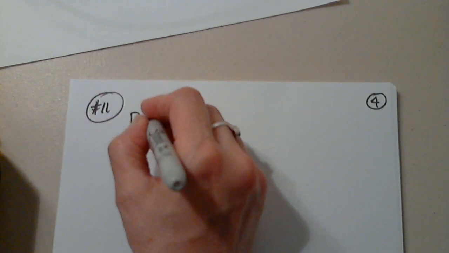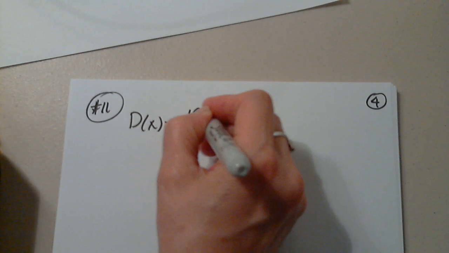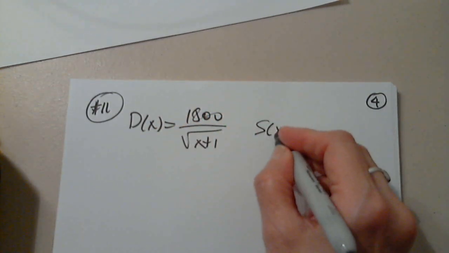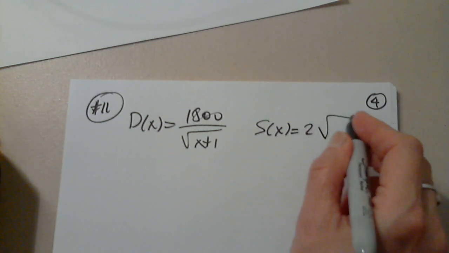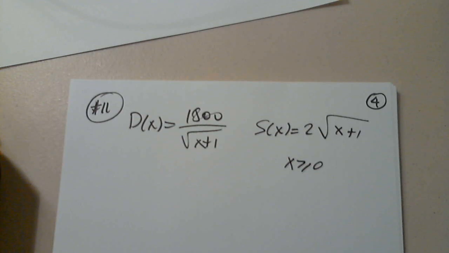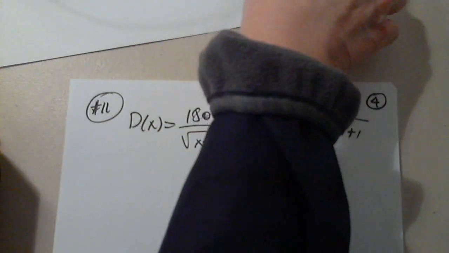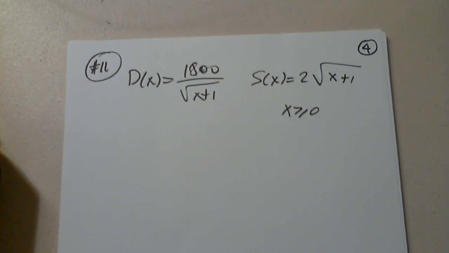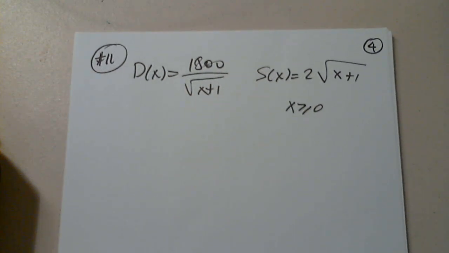In 11 we have D of x equals 1800 over the square root of x plus 1. And we have S of x equals 2 times the square root of x plus 1. Of course, x has to be greater than or equal to 0. We cannot manufacture minus 5 units. Perfect. We're asked to find, first of all, the equilibrium point, and then we're asked to find the consumer surplus and the producer surplus at the equilibrium point.